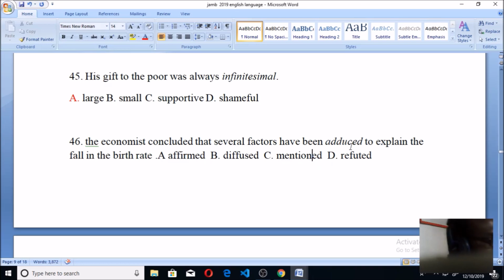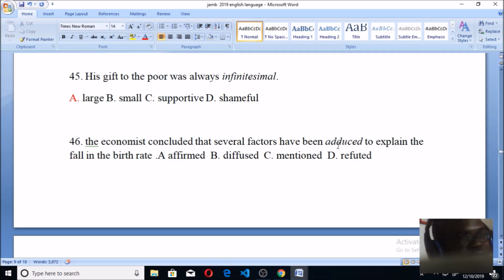So what is the meaning of adduced? Adduced simply means to refer to something as evidence. Affirmed simply means state firmly or publicly. And diffuse simply means spread over a wide area. C, mentioned simply means to refer to something briefly. D, refuted simply means to prove a statement or person to be wrong.